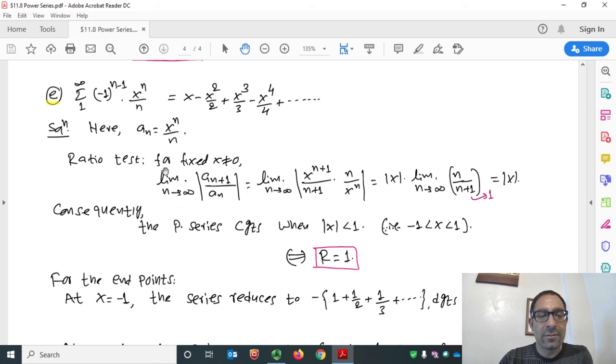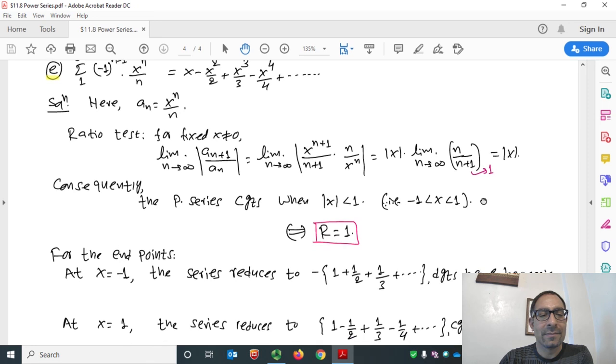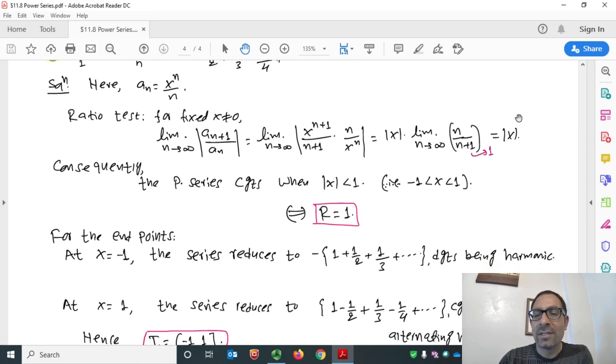The ratio test says the limit as n goes to infinity of the absolute value of the ratio of the (n+1)th term over the nth term equals: replace n by n+1, so x to the power n+1 over n+1, and then divide by x^n over n, which means flip it, n over x^n. Again, simplify. The x^n cancels, so only x is left. Pull absolute value of x outside, and the limit n over n+1 remains. We know the limit of n over n+1 goes to 1, so we only have absolute value of x.